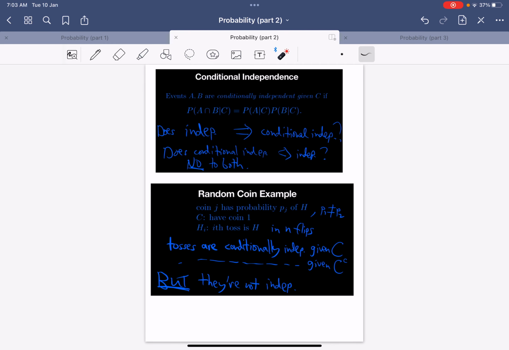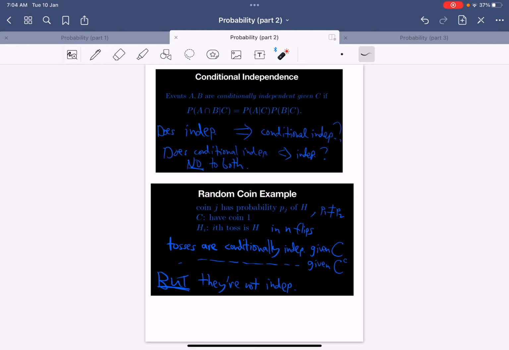I hope this example gives you a clear picture of what conditional independence is. But there are way more examples in the textbook for you to read up on. And if you want to really build a solid foundation, feel free to look through the textbook.